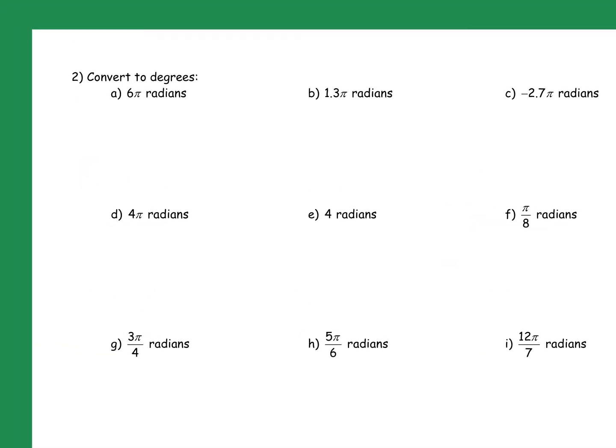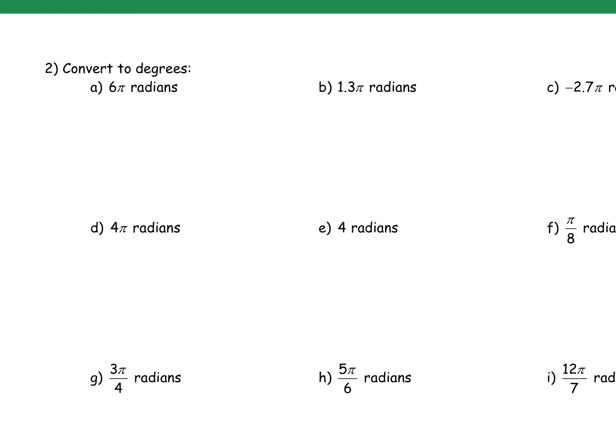Okay. Now we're going to convert to degrees. We're going to do the opposite. So I'm going to multiply by 180 divided by pi. This time my pi goes away. And what I'm doing is I'm multiplying 6 times 180. 6 times 180, and I get 1,080 degrees. That's it.